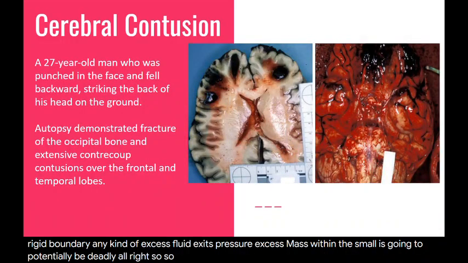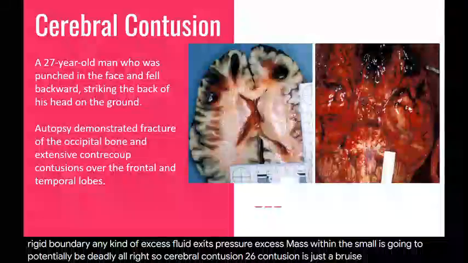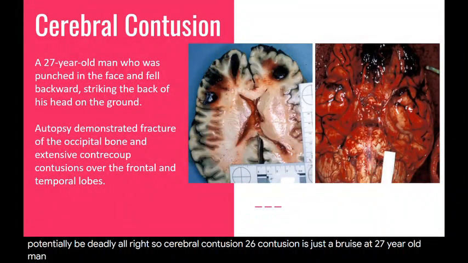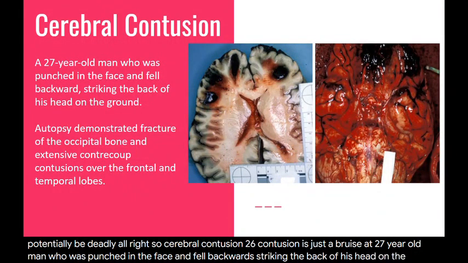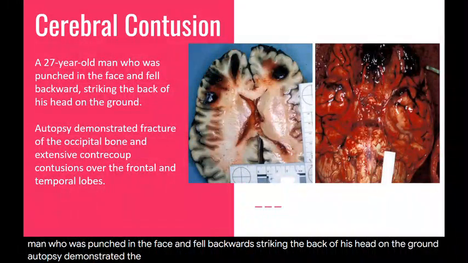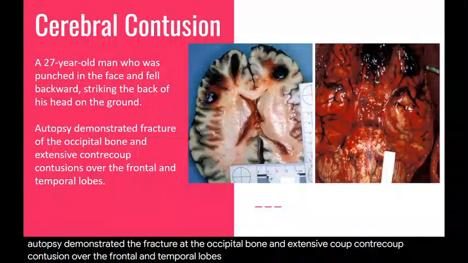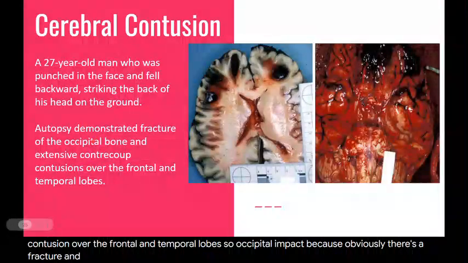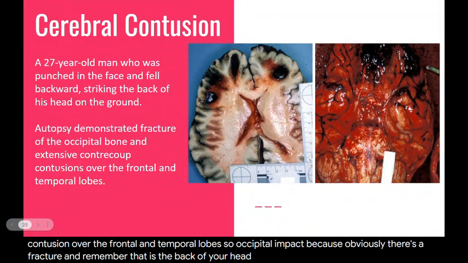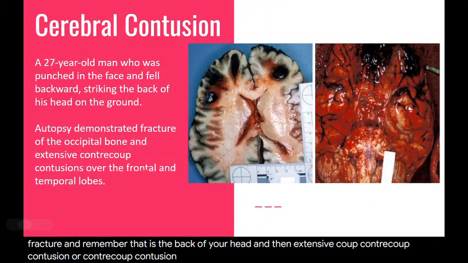All right, so cerebral contusion. A contusion is just a bruise. A 27-year-old man was punched in the face and fell backwards, striking the back of his head on the ground. Autopsy demonstrated a fracture at the occipital bone and extensive coup contre coup contusions over the frontal and temporal lobes. So occipital impact, because obviously there's a fracture, and remember that is the back of your head. And then extensive contre coup contusions over the frontal and temporal lobes.